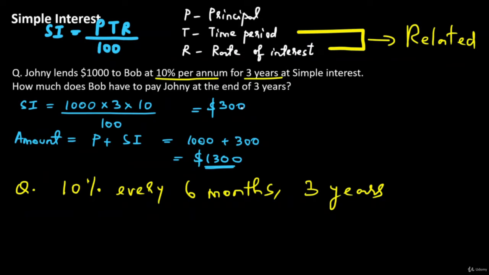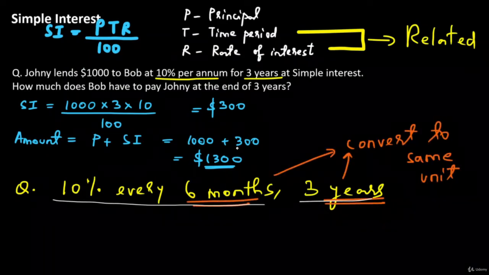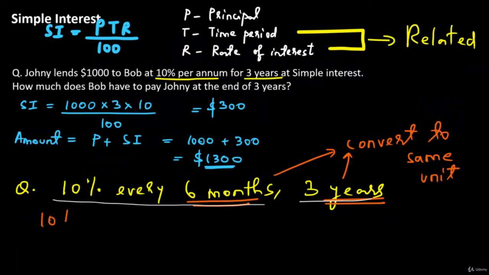All right, so again, what's the difference? Over here it's 10% per annum, but over here it's 10% every half year or every 6 months, and the time period is 3 years over here. Now over here we have the interest rate for every 6 months, and the time period is in terms of years. So what you should do is convert these two into the same time period. So let's keep 10% for every 6 months. Now convert the time period into half years. So this is 3 years.